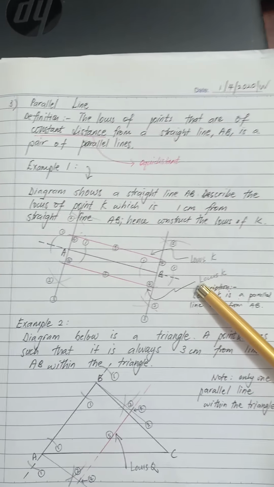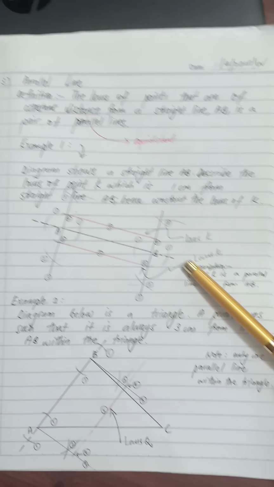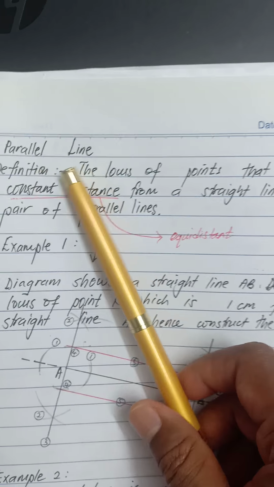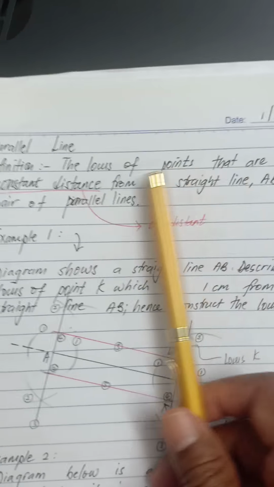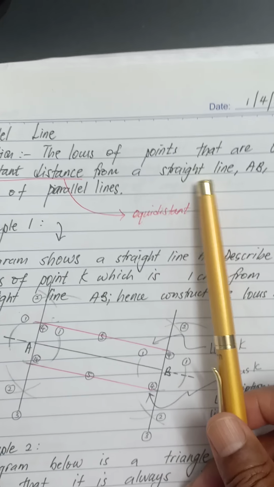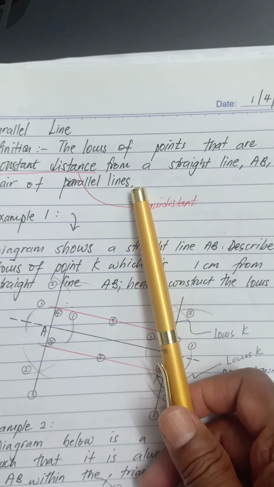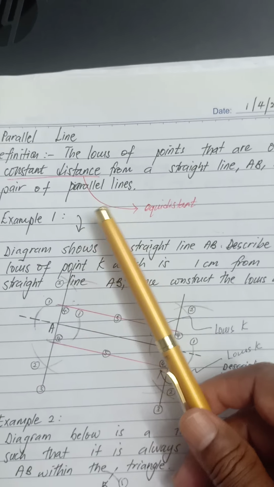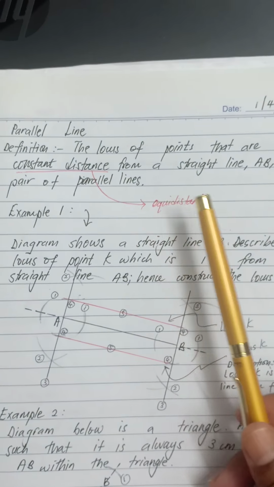Hi, good morning. Today we are going to look at parallel lines and angle bisector. The first part is the parallel line. In locus, the parallel line is defined like this: the locus of points that are of constant distance from a given straight line. Here, let's say I call it AB, is a pair of parallel lines. So this locus must be equal distance. Constant distance means equal distance from a given straight line.